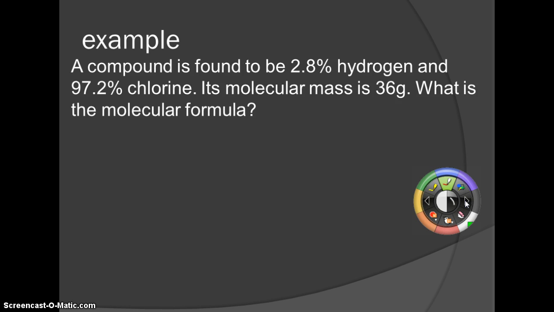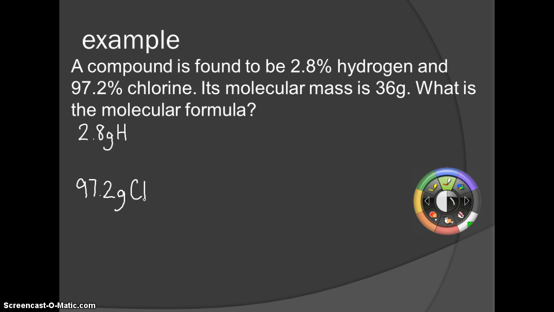Now, this one has given us the percent composition. It has also given us the molecular mass, and they are asking for the molecular formula. So the first thing we have to do is find our empirical formula. So remember, percents can be assumed to be grams. So this is going to mean that we have 2.8 grams of hydrogen and 97.2 grams of chlorine.